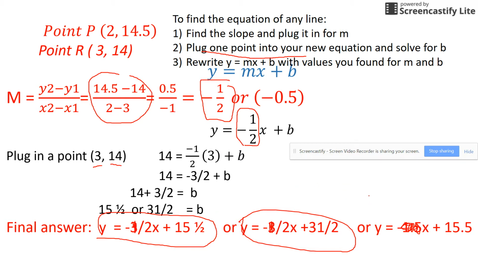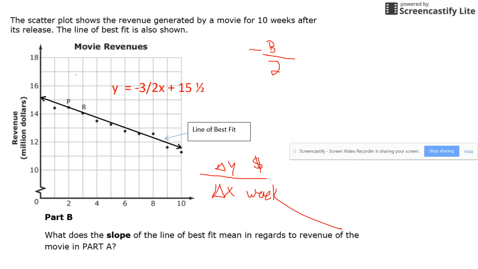So depending on what the question is asking you to interpret, you're basically saying, what does rise over run mean? So if I move from here to here, my slope is negative 1/2. That means I went down $500,000 over 1 week, roughly that amount using those 2 points. We'll pick up this in another video.